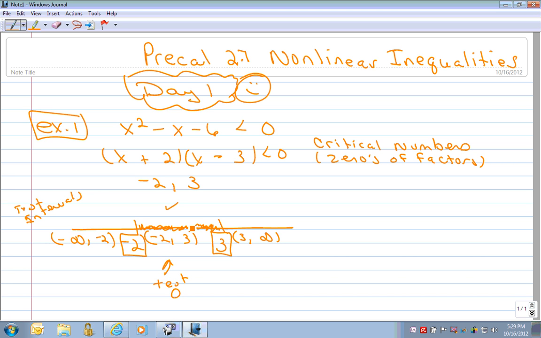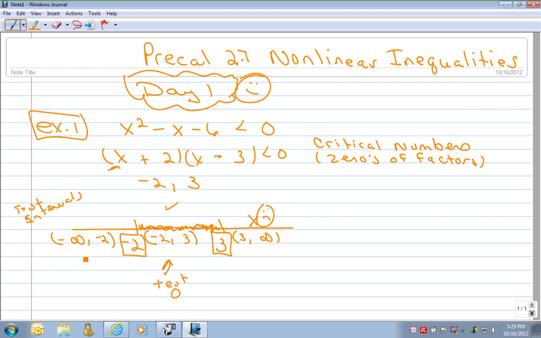Now, we also have to make sure that there are other regions that don't make it true. So let's test something on the right side, which would be 3 to infinity. Let's just say it's a really large number. If I take a really large number for x and add 2, it's going to be a positive number. If I take a really large number and subtract 3, it's going to be a positive number. And a positive times a positive is a positive value. Is a positive value less than 0? No, it's not. So we get a sad face there.